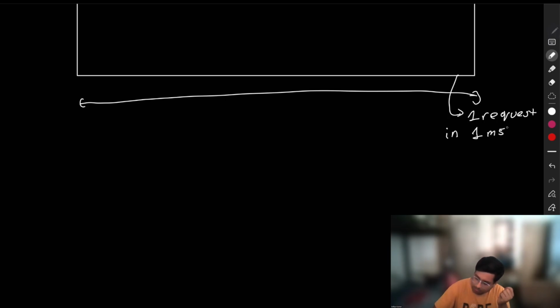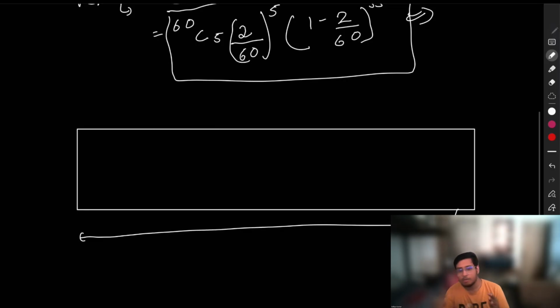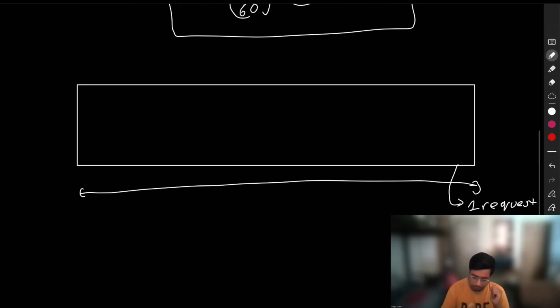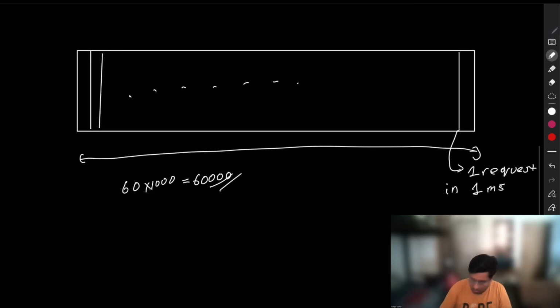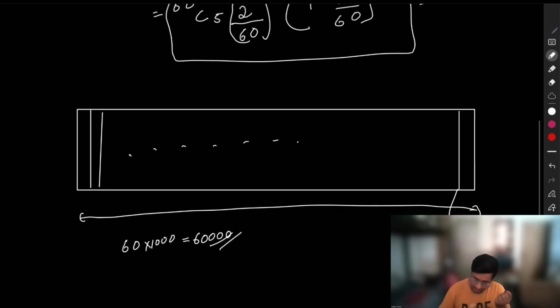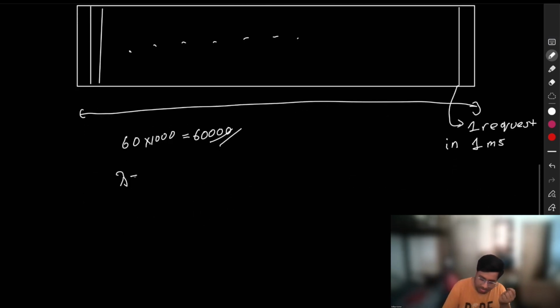Now in how many parts will our time frame be divided? 60 multiplied by 1000, which is equal to 60,000, because 1 second is equal to 10 raised to the power 3 milliseconds. So 60 seconds will be equal to 60 multiplied by 10 raised to the power 3, which is 60,000. So our time frame will be divided into 60,000 different parts. And again, the lambda is the same here. The average number of requests received per minute, not per second, is 2.